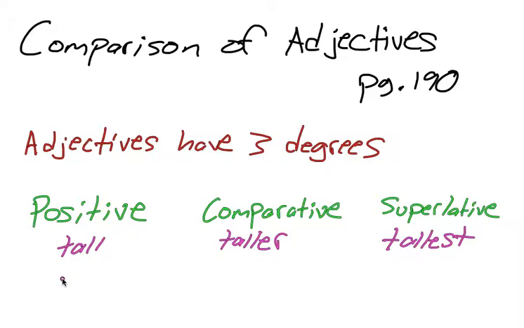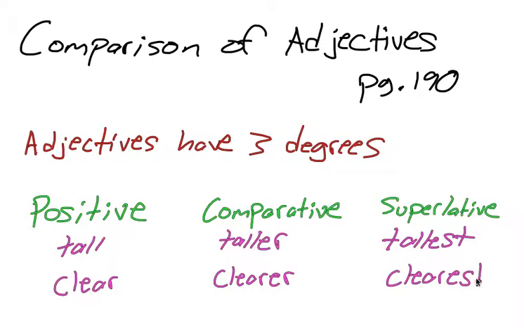Another example would be clear. So the positive form would be clear, the comparative clearer, and the superlative clearest. Okay, so adjectives have 3 degrees. So tall, taller, tallest, positive, comparative, superlative. Okay, let's talk about how to form these. Well, we know how to form the positive.